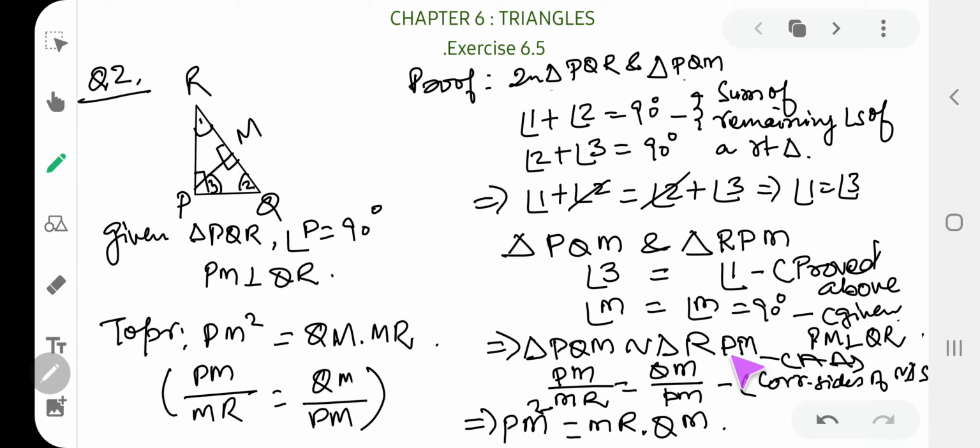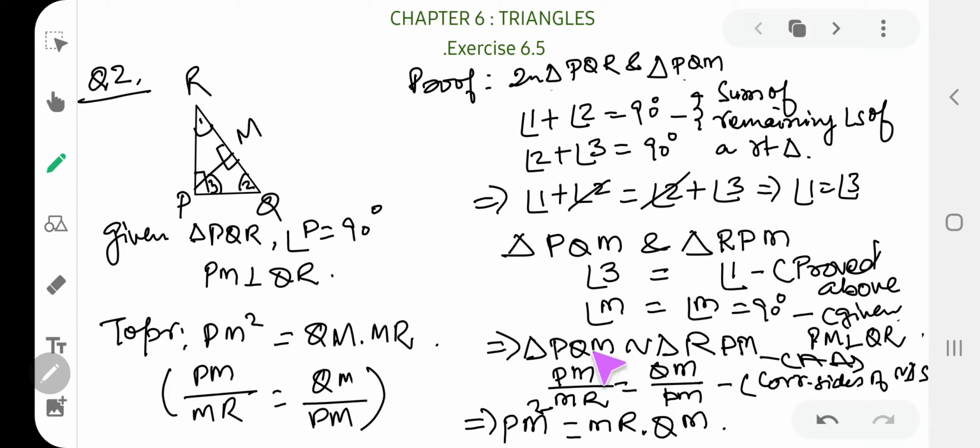Next, the time PM you will get from this triangle, and the sides of this triangle should be in the denominator. So this time PM should be in denominator, and corresponding to PM this side we will have QM. So in the numerator I will write QM.